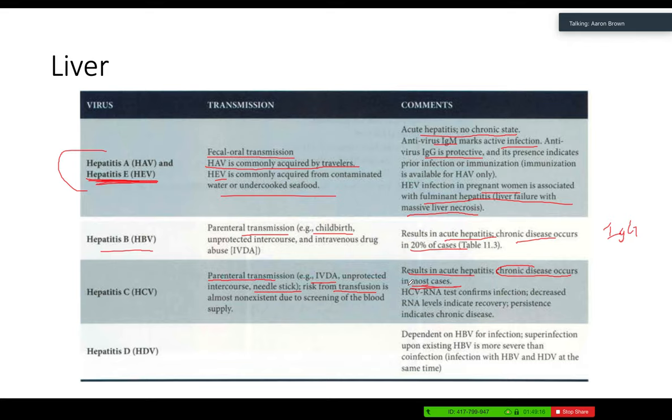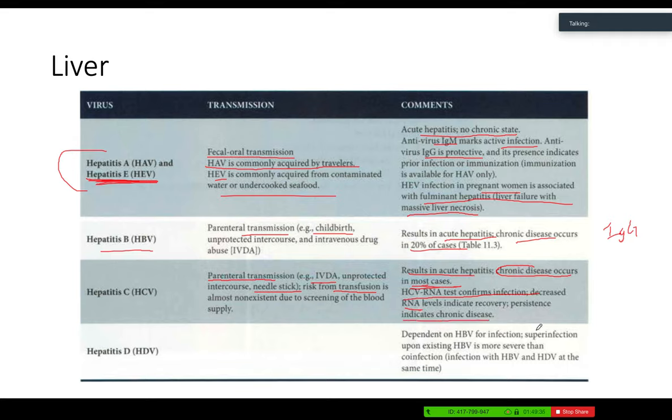So hepatitis B, usually acute. Hepatitis C, C stands for chronic. We're usually going to end up with a chronic hepatitis. Okay, and so we can test for this looking for HCV RNA, and sort of follow those RNA levels to look for chronic disease.